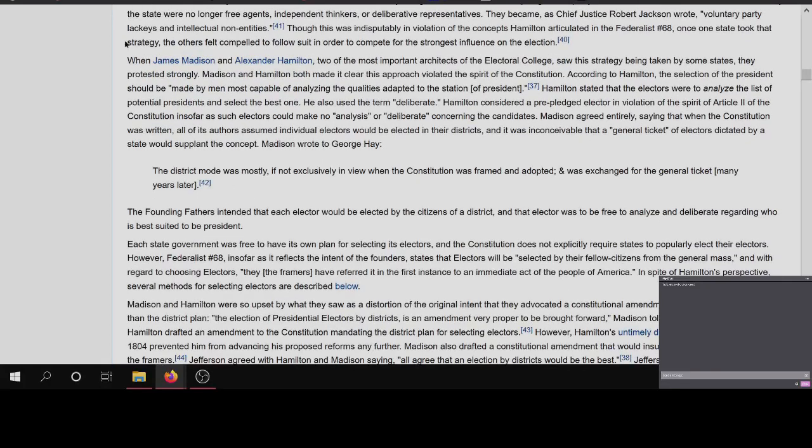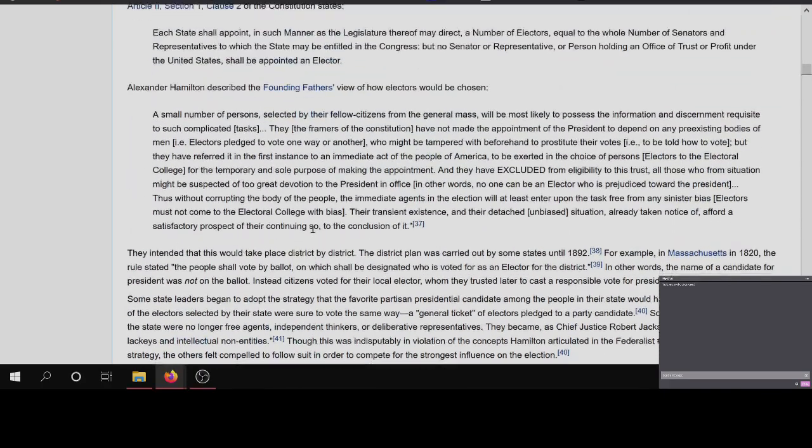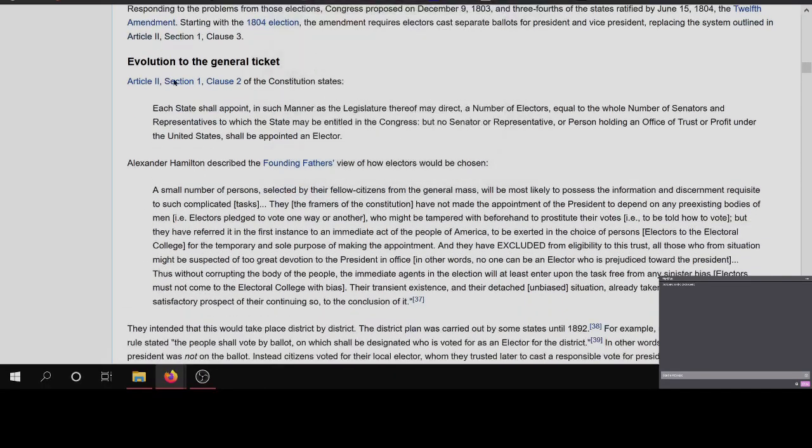We go down here. Oh, here. When James Madison and Alexander Hamilton, two of the most important architects of the Electoral College, saw this strategy being taken by some states, they protested strongly. Madison and Hamilton both made it clear the approach violated the spirit of the Constitution. So the people who actually helped create it also strongly saw many flaws and outright spoke against this.